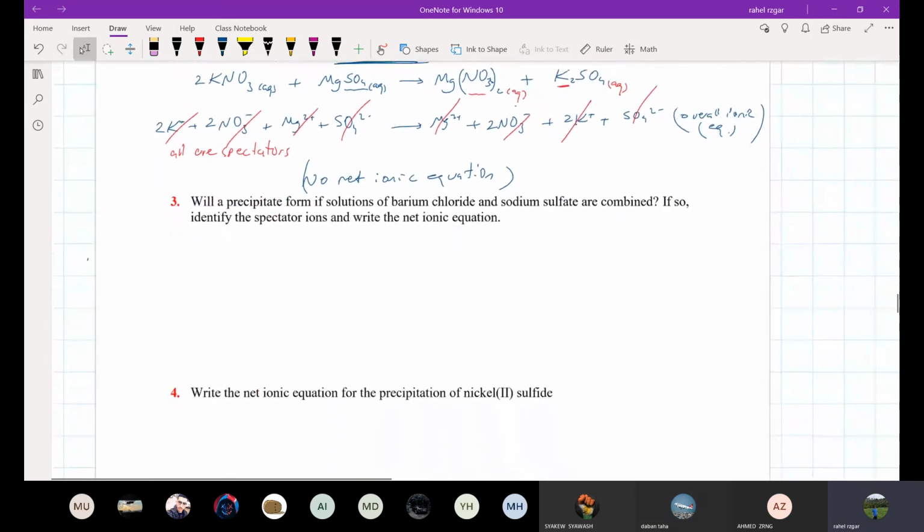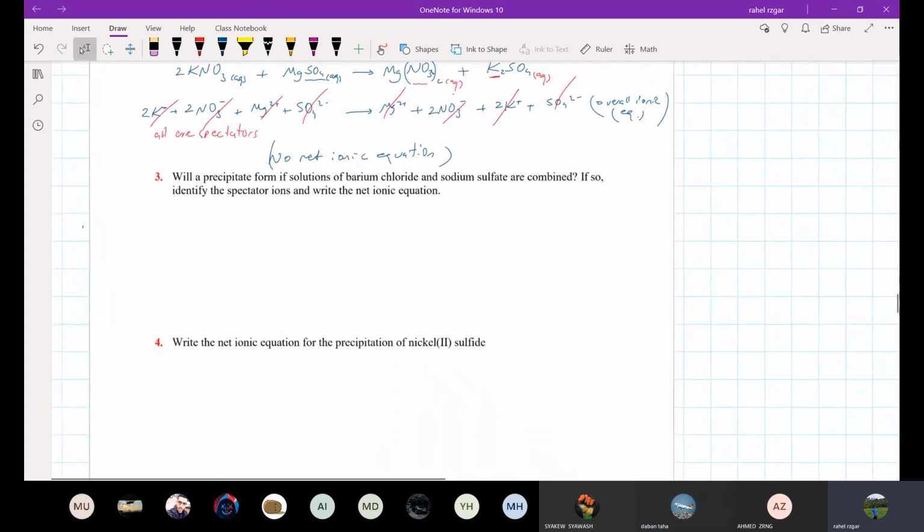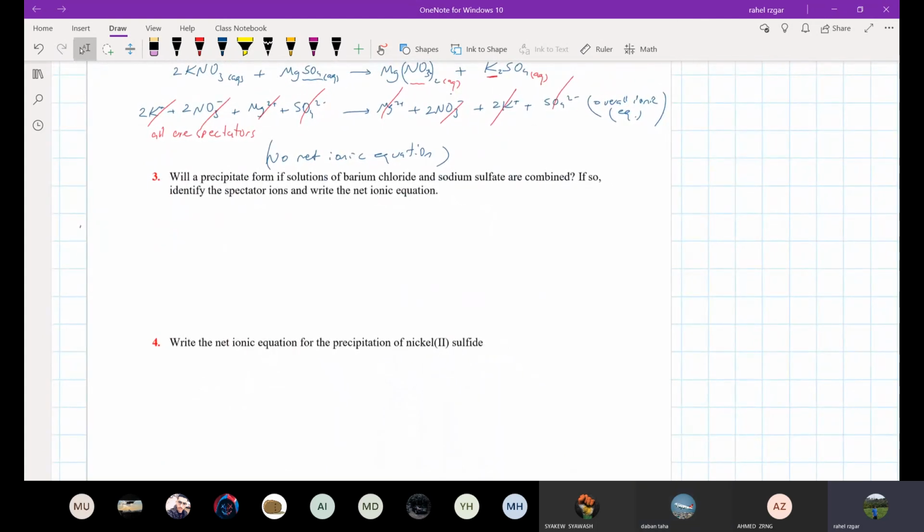But question four, let's solve question four. Although it is very easy, you may get confused. When it says write the net ionic equation for the precipitation of nickel sulfide, it means that please write it down from ions until it becomes a precipitate. So we only need the net ionic equation. We don't know where it came from. We don't know the first compound that it reacted from. We only need the ions.